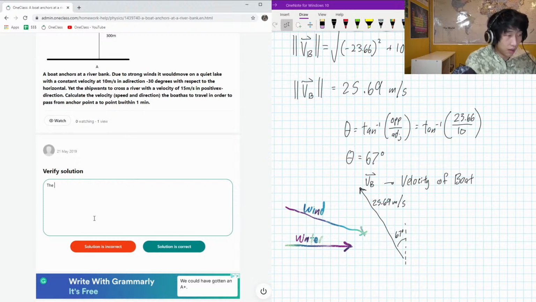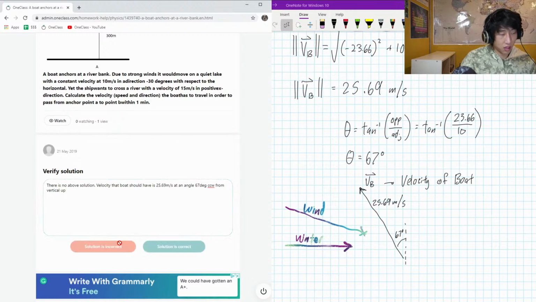Awesome. So there is no above solution. Velocity of boat that a boat should have is 25.69 meters per second at an angle 67 degrees counterclockwise from vertical up. Cool.